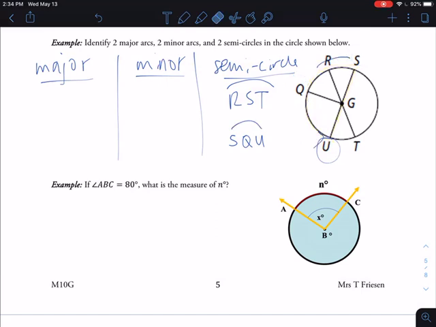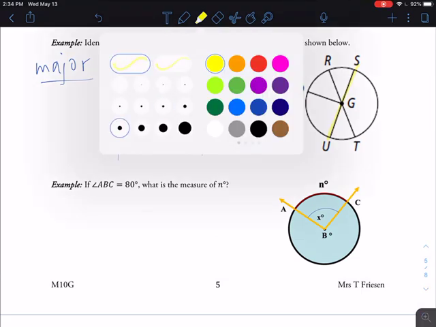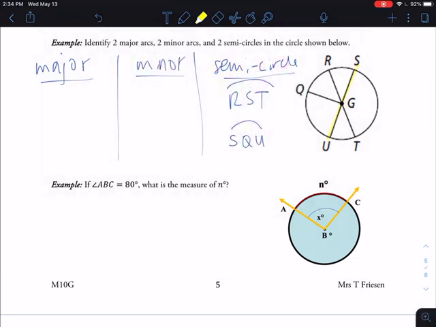Let's talk about some major arcs. So we know, again, this is a diameter. If we find any arc that is bigger than that, so bigger than this or bigger than this, then we're in shape here. And so I can see that if I went from R and then to the end of the semicircle, that would be larger than the semicircle, right? So that gives me a major arc.